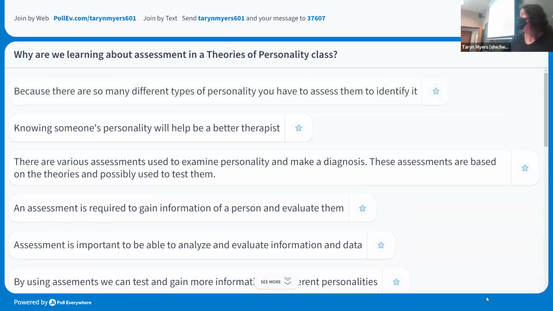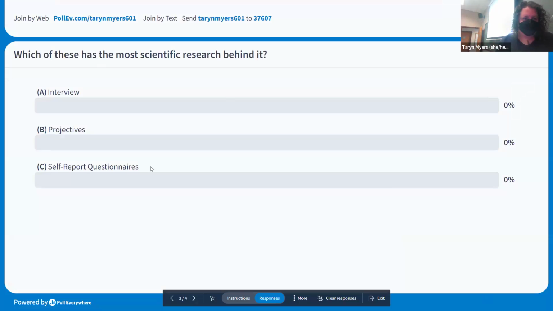That is such a good point. Yeah, we're going to talk today about assessments that are based solely on one theory. There are so many different types of personality. You have to assess them to identify it, definitely. Excellent answers. Sorry if you're still typing. I'm going to go ahead and go to the next question.